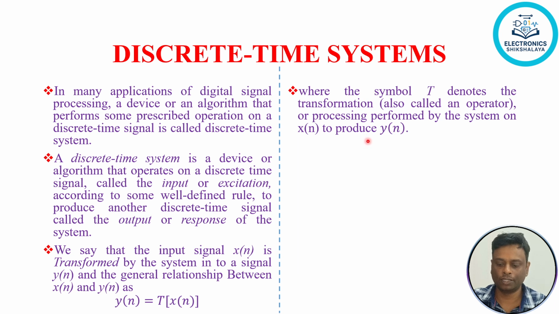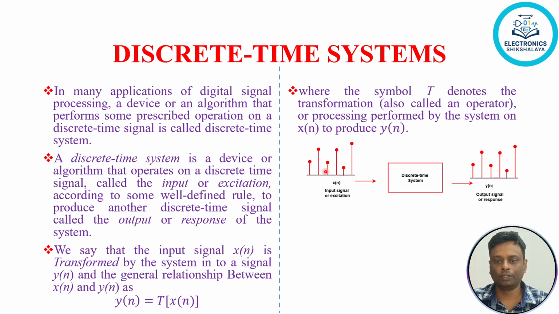Let us see the diagram. This is our x of n, also a discrete time signal. The discrete time system is an algorithm or device. It takes the input, also called the excitation, and operates on x of n. According to some operation, it gives rise to y of n, also called the response of the system. So this is the discrete time system.